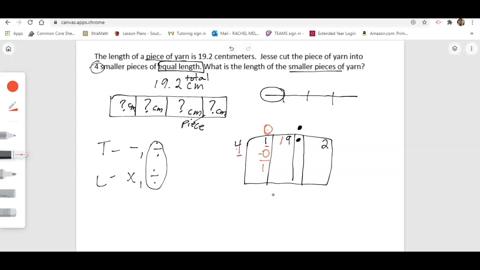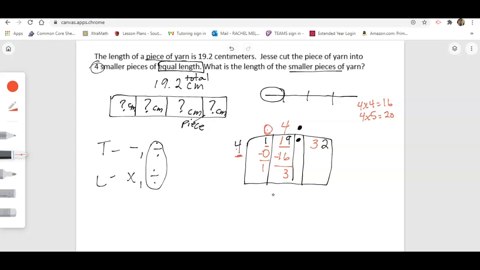So again, I'm making groups of 4. How many 4s can I get out of 19? Well, I know that 4 times 5 is 20, but that's too much. So it's going to have to be 4 times 4, which is 16. So 4 groups of 4 is 16. And then I subtract. Well, that gives me 3 left over. Now remember, we don't put anything over here in the decimal place. This 3 is going to get regrouped here.